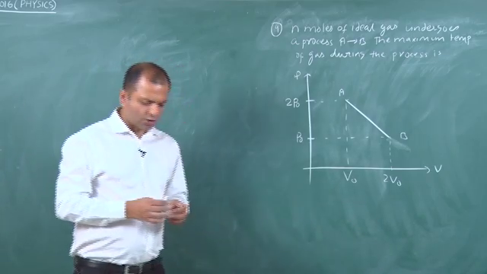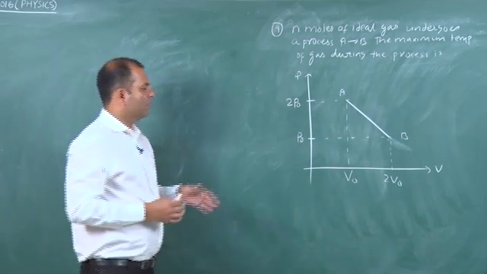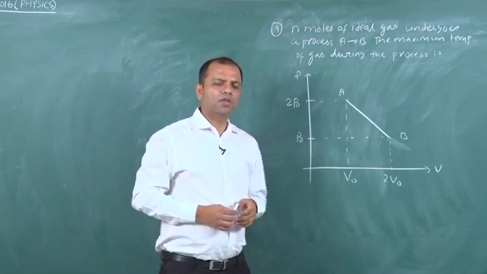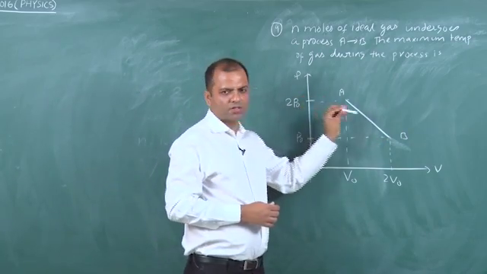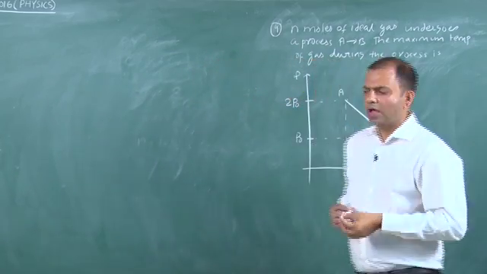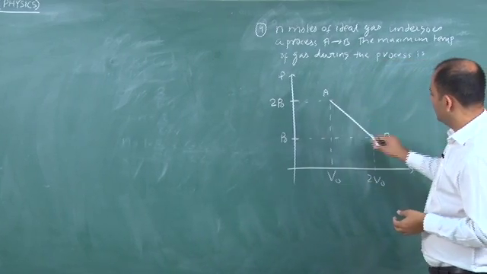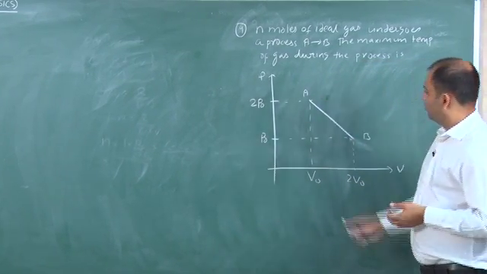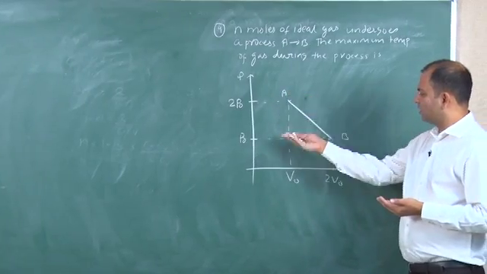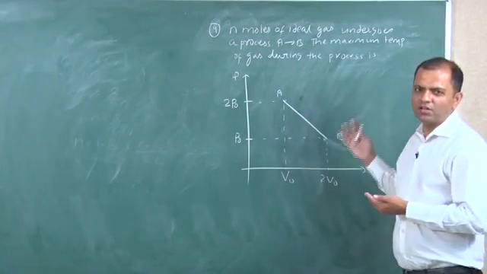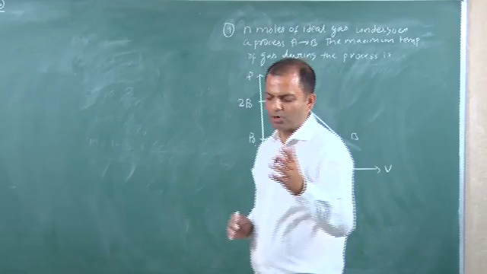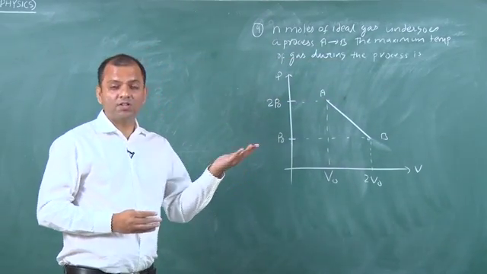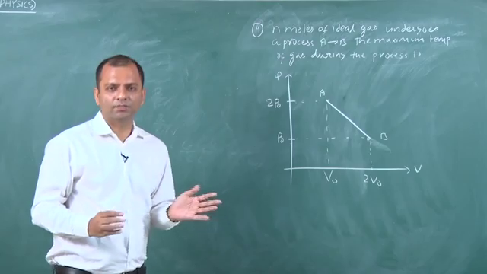Question number 9, another question from thermodynamics. The process AB is given to you and he is asking you what is the maximum temperature during the process. If you notice, as we are moving from A to B, pressure is decreasing, volume is increasing, and you know the temperature will depend on the product of pressure and volume. So, out of those two quantities, one is increasing, the other is decreasing. What happens to the product?